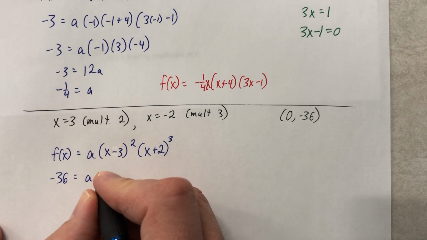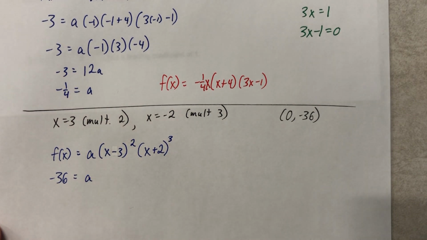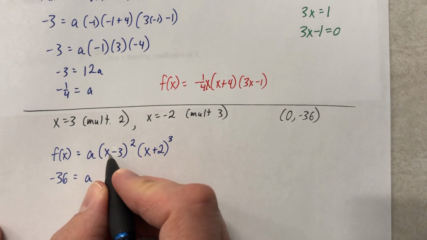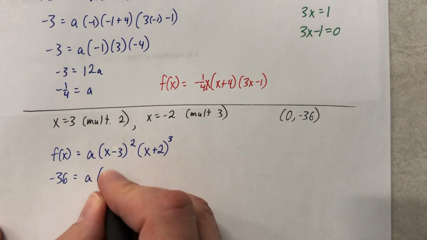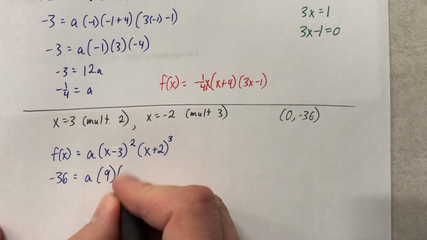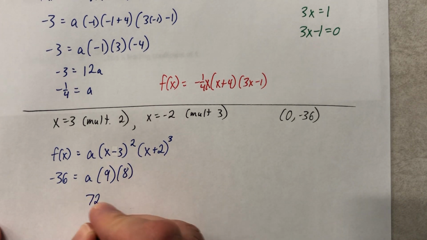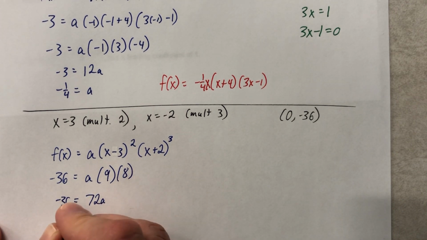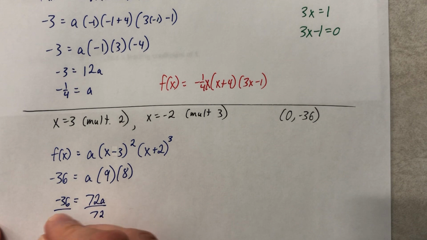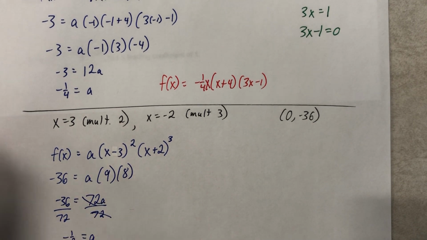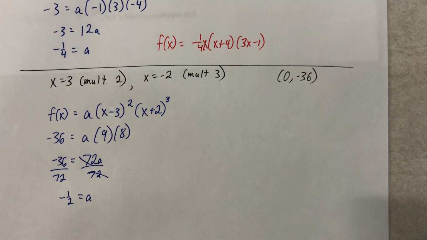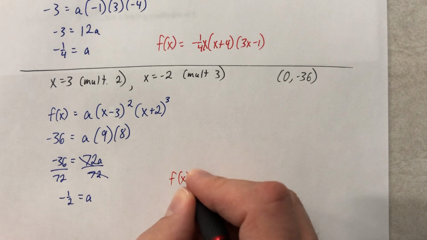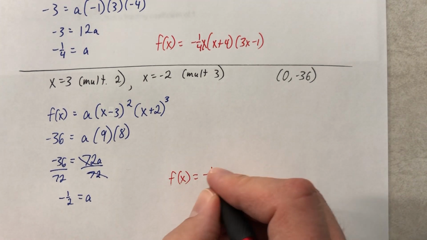-36 equals a. Doing a lot in my head here. Plug in a 0. 0 goes here. -3 squared is 9. 2 cubed is 8. That gives me 72a is -36 divided by 72. Going very fast. -1/2, good to know. We'll talk later about the fact that it's negative and what that really does to the graph, although I think it flips it upside down, but the end behavior changes. But anyway, I'm getting ahead of myself.